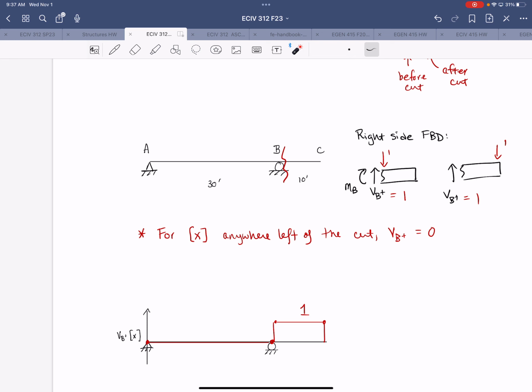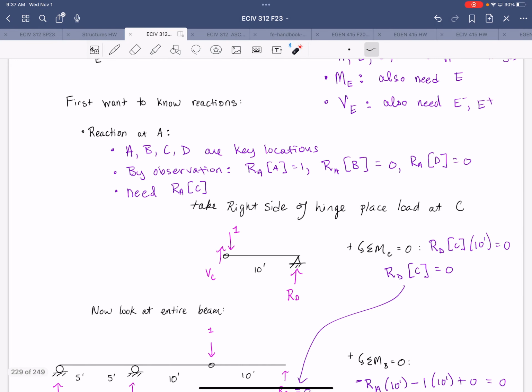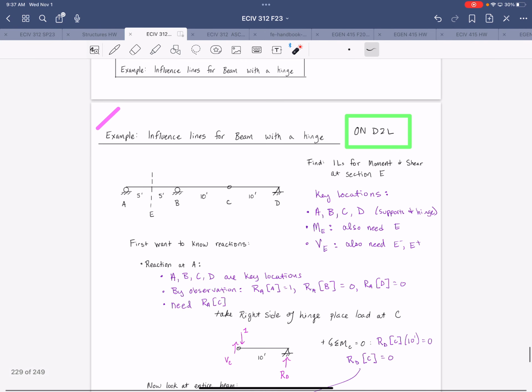Now, I highly encourage you, just to get your head straight with influence lines, it's just practice as much as you can. And I'm providing a bunch of example problems and practice problems on D2L for you to go through. So I highly recommend you go through them. Here's one that's on D2L.